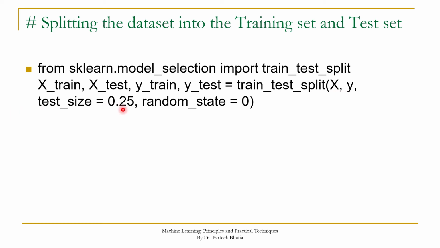We are using 0.25 as test size, while 0.75 will be used for training. It means 75% of records will be used for training, while 25% is used for testing. You can play with these values. Random_state equal to 0 will ensure that when we rerun the code, the same rows will be selected every time in train and test data frames.